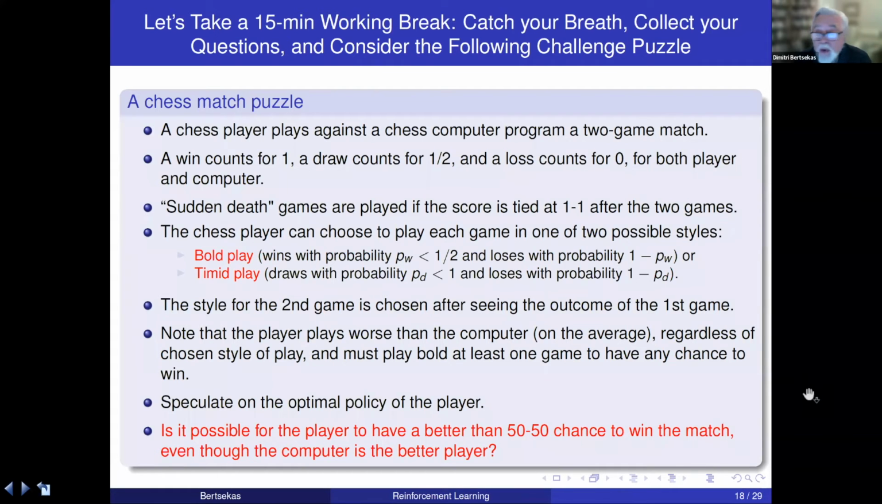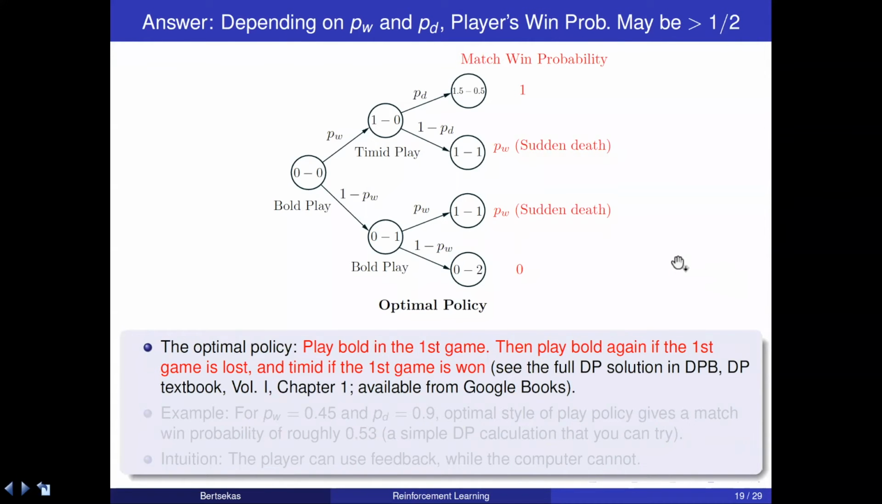Are there any questions about the previous slides before we go into this chess match problem? Okay, no questions, so we get. Hi, Professor. I have one question. Okay.